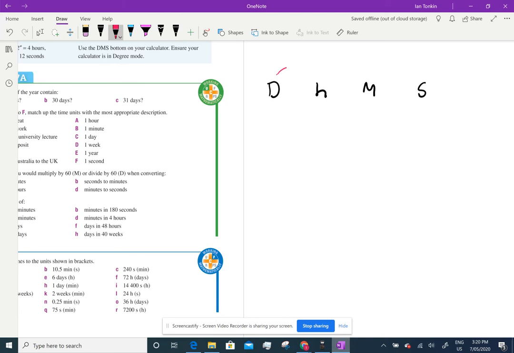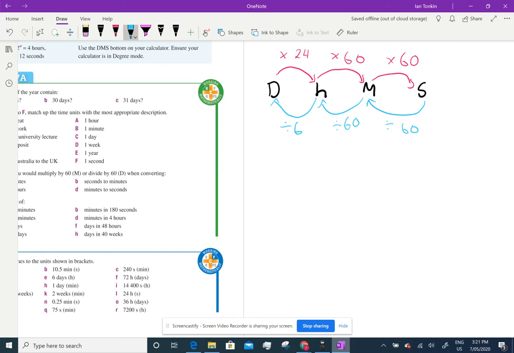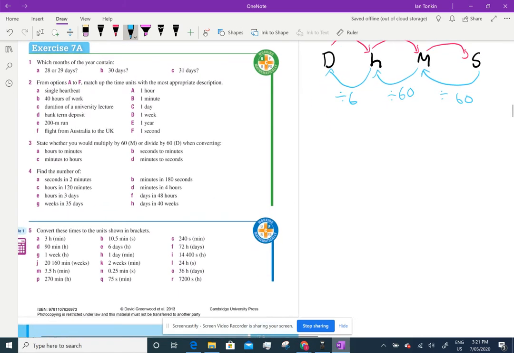Now, when I'm going down, days to hours, I times by 24. Hours to minutes, I times by 60. Minutes to seconds, I times by 60. And when I'm going back the other way, I do the opposite, or the undoing. I divide by 60. I divide by 60. And I divide by 60. You could put weeks in there as well, but we'll talk about that in a minute.